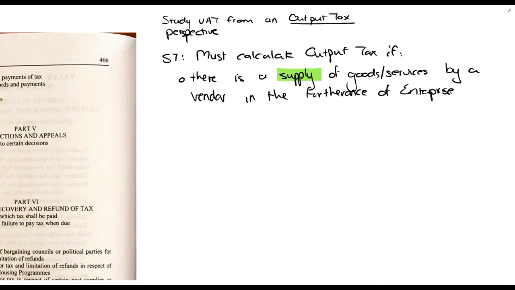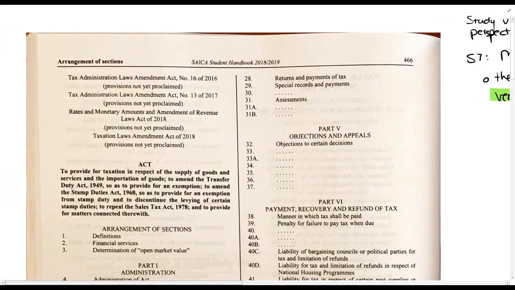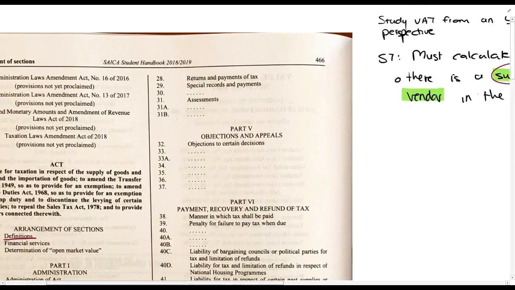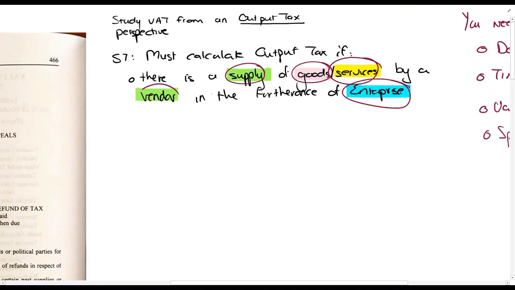You need to know what is a supply, what is goods, what is services, what is a vendor, and what is an enterprise. Let's talk quickly here, just before I move on: supply, goods and services, and enterprise. All of those, you'll find the definitions in section 1 of your VAT Act. I recommend, don't just read through the definitions in section 1. Read it when it is necessary, when there's something that you need to further investigate.